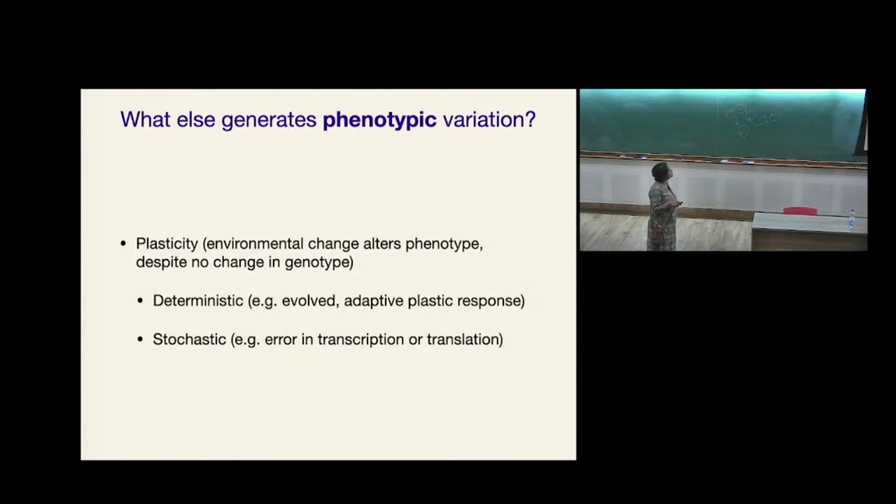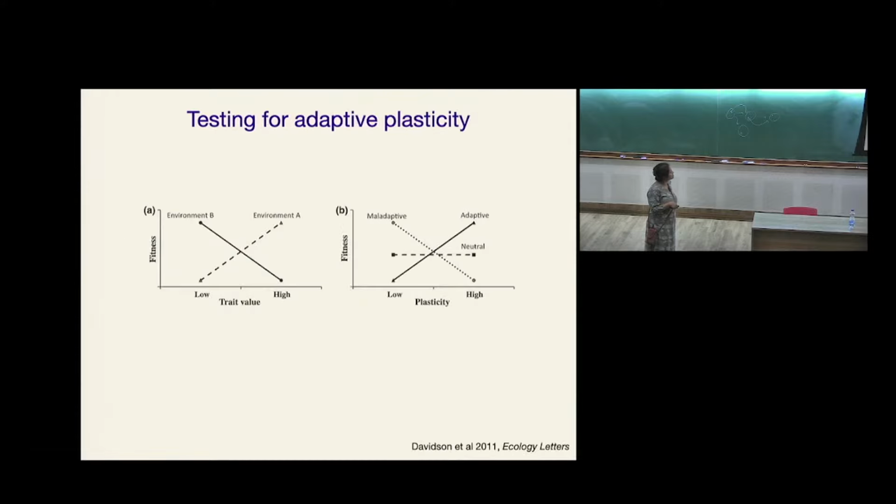Maybe this is useful. So what generates phenotypic variation? Plasticity. Environmental change alters phenotype, which we kind of went over already. It could be deterministic or it could be stochastic, which would involve noise in transcription factors or translation.